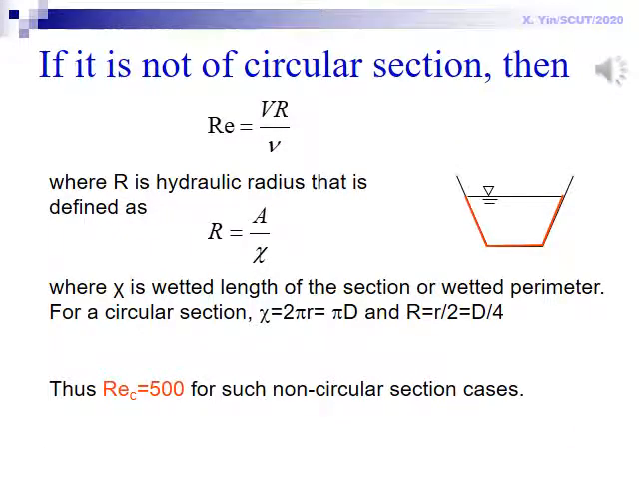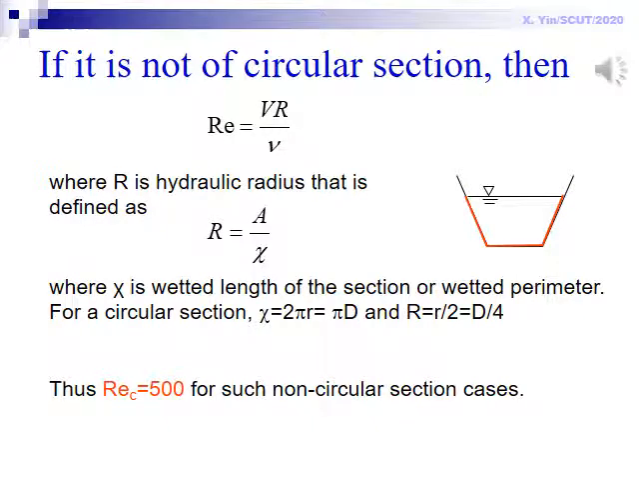Pay attention to the fact that the critical value of Re being 2000 is just for circular tube flow. If the cross-section is not circular, the Re expression should be V times R over nu, where big R denotes the hydraulic radius, equal to the section area A divided by the wetted perimeter kappa. As an example in the picture, the wetted perimeter is the red line for a trapezoidal section.